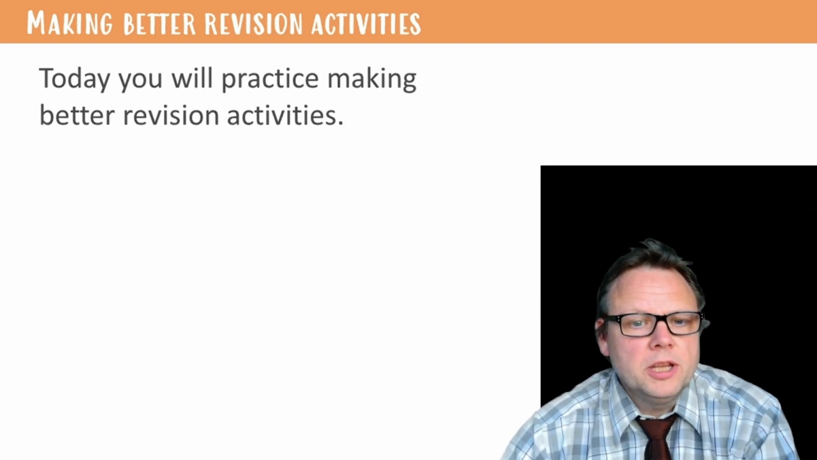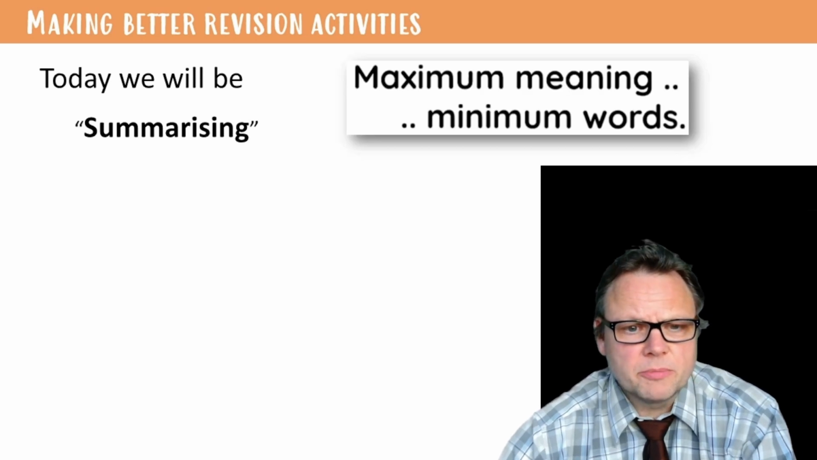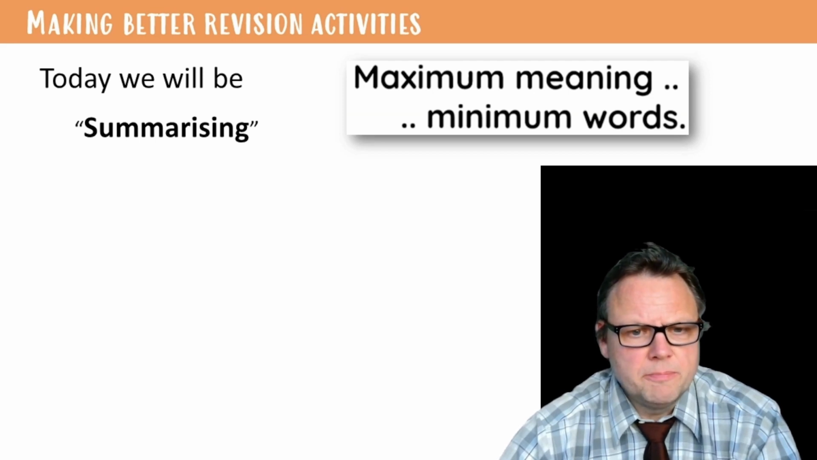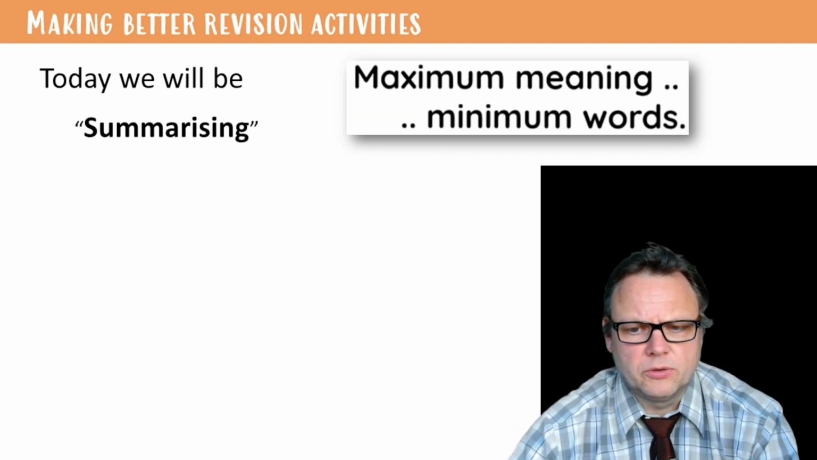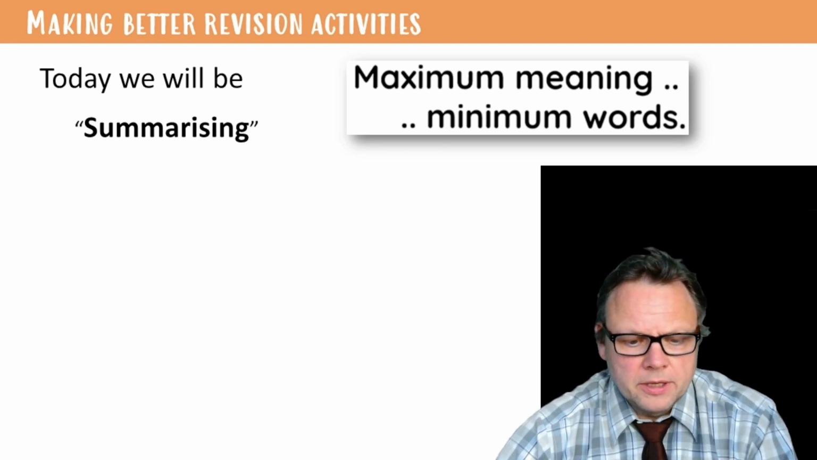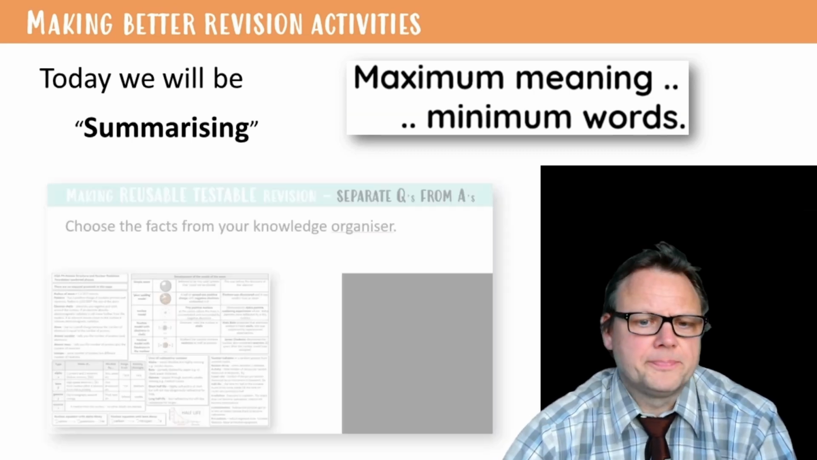Today we're going to be looking at making better revision activities. The thing we're going to be looking at today is what we call summarising. What do I mean by summarising? Well, it is looking at something and then reducing it to the minimum number of words, but keeping the maximum amount of meaning of that thing. Okay, it's a useful trick. We need to be doing that because there's lots of information. We need to reduce that down to try and learn it.